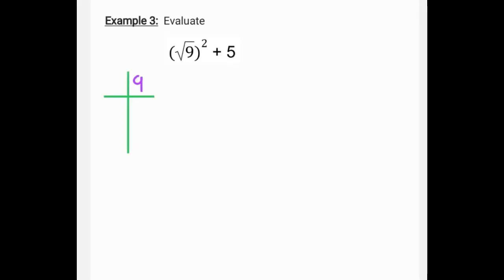Example 3, we're going to go ahead and evaluate this. Now let's use order of operations anytime you have to evaluate. So I'm going to go ahead and write our order of operations. Okay, do we have a parentheses? Yes, we do. We have a parentheses and we have a square root of 9 inside the parentheses. So let's go ahead and do our division ladder for 9.